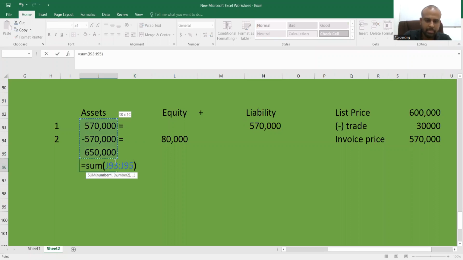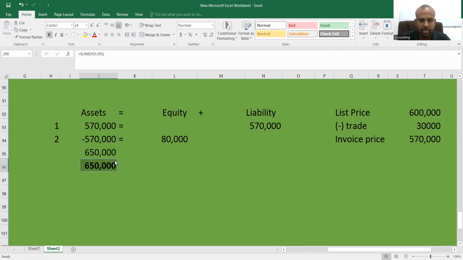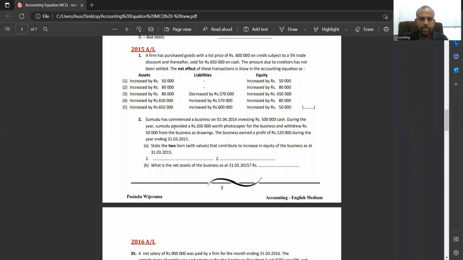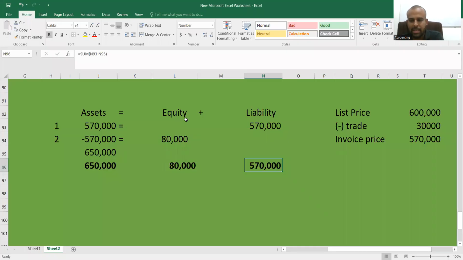Assets increased by 650, equity increased by 80, and the liability increased by 570,000. Which one is the correct answer then? Yeah, the fourth one is the correct answer. See the way that I got the answer here: assets equal equity plus liability. Understood? Okay, correct this.